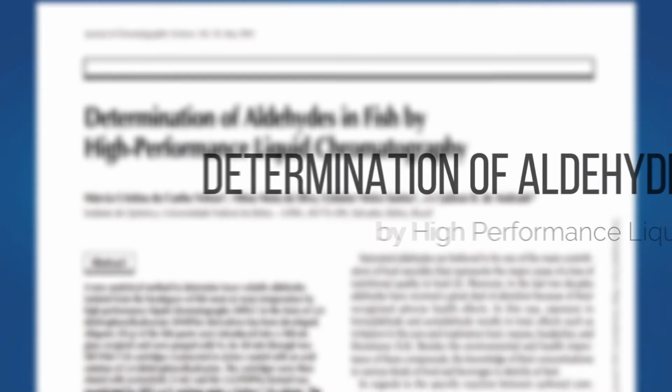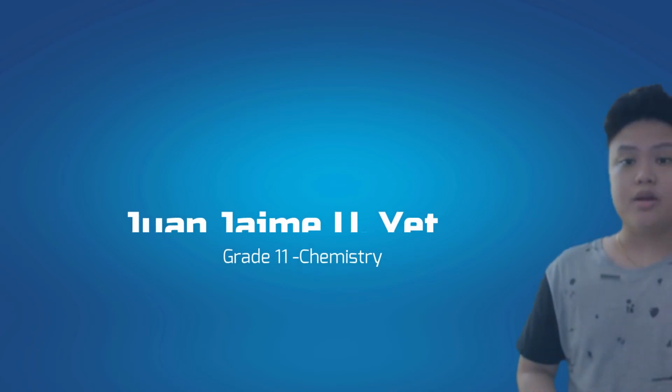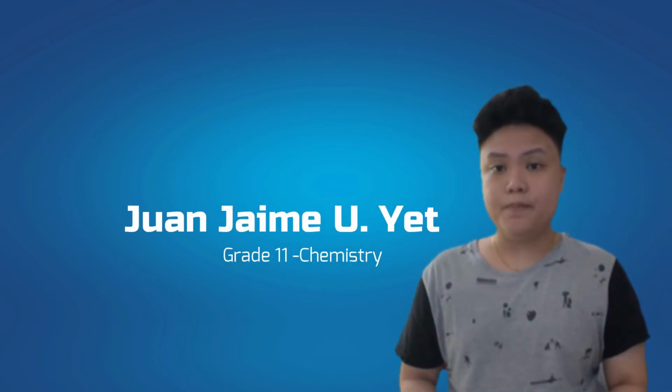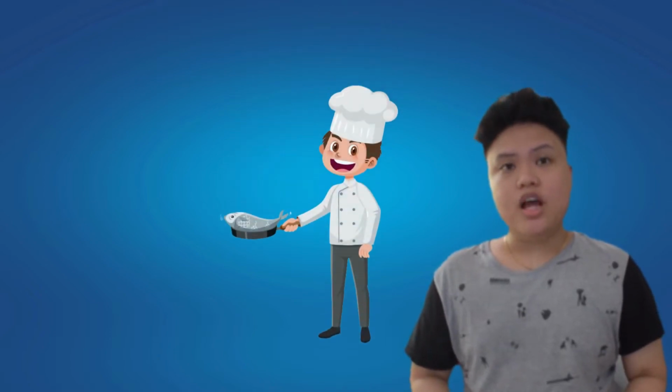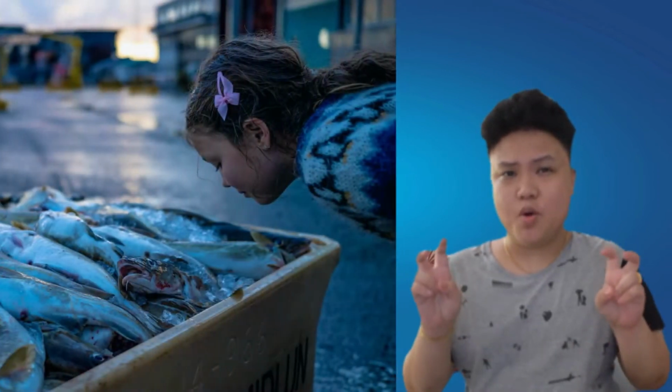Today we are presenting the determination of aldehydes in fish by high-performance liquid chromatography. Secondary breakdown products of unsaturated lipids are volatile aldehydes. During the frying of food, large volumes of these volatile chemicals can be created. They contribute to fish having a fishy odor.